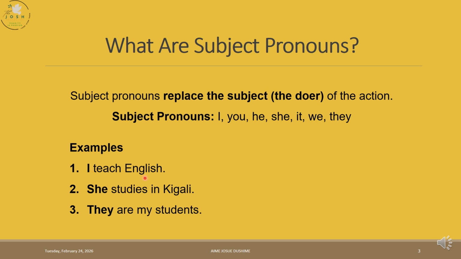If I say I teach English, who teaches English? It's I. She studies English. Who studies? She, a girl or a woman. They are my students. Who are my students? They. That's what we call subject pronouns. They replace who is doing the action.